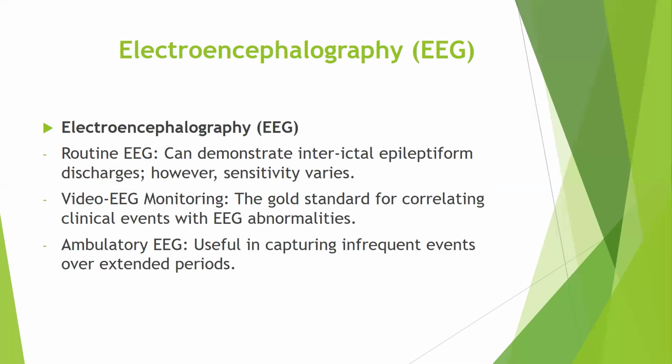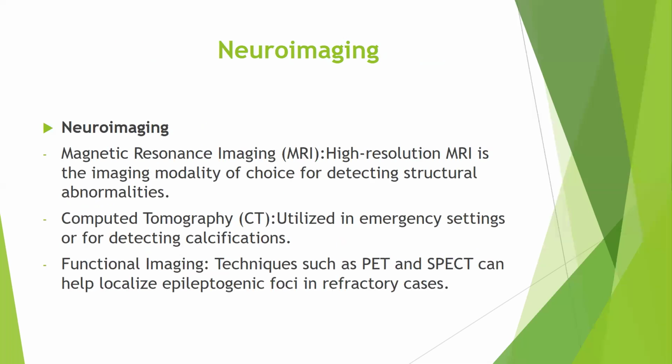So, electroencephalography: we can have different types. We have the routine, which can demonstrate epileptiform discharges. We can have video EEG monitoring, usually the gold standard for correlating clinical events with EEG abnormalities, usually done when the patient is having seizure activity. Ambulatory EEG may be useful for patients who have infrequent events over extended periods of time. Neuroimaging may be indicated, usually MRI, for detecting structural abnormalities.